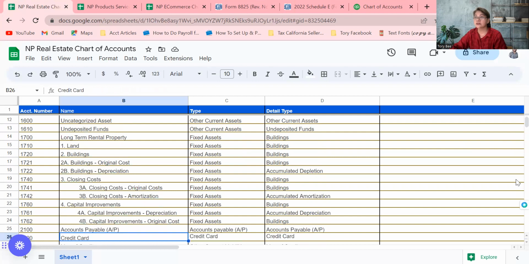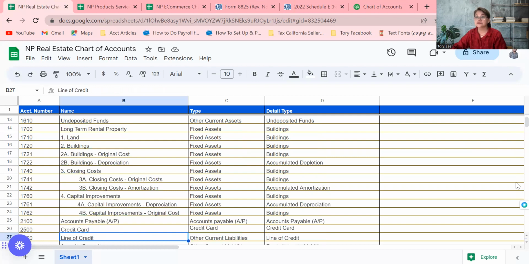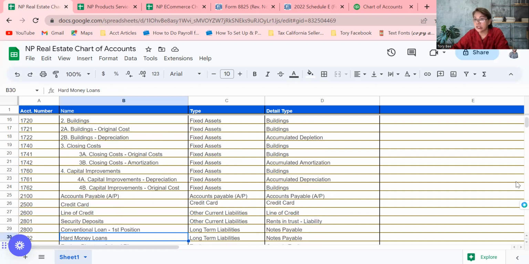So, another real estate account here is the long-term rental property. We have the land. These are actually the client's assets, okay? Client's assets. We record it here.